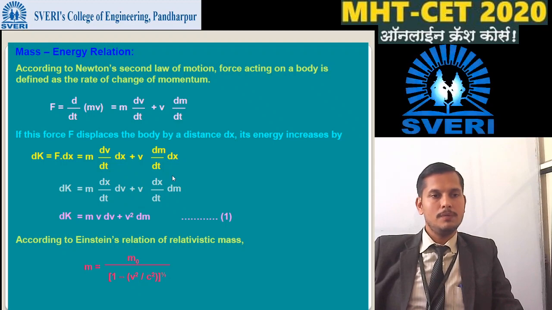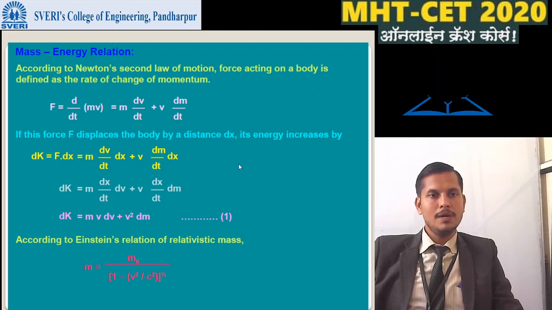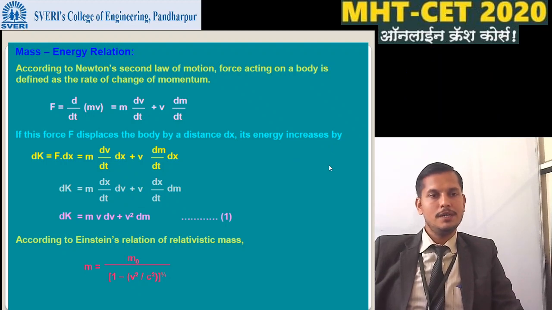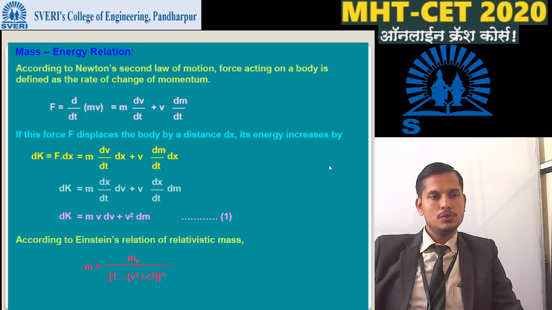If this force F displaces the body by a small distance dx, its energy increases, so we are discussing the change in kinetic energy. We can get the equation dK = F dx. But we have just defined what F is, which is nothing but m dv/dt + v dm/dt.